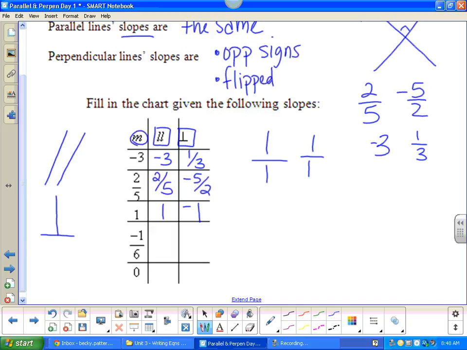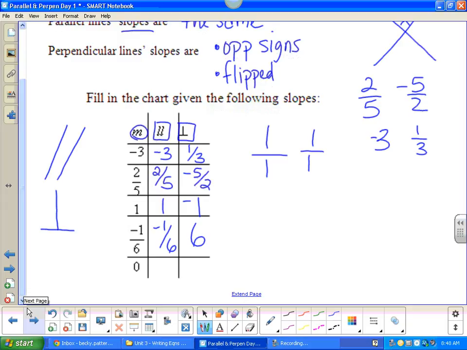If my slope is a -1/6, parallel would be exactly the same. Perpendicular, change the sign and flip it. So it would be a +6/1, which I'm just going to write as a 6.